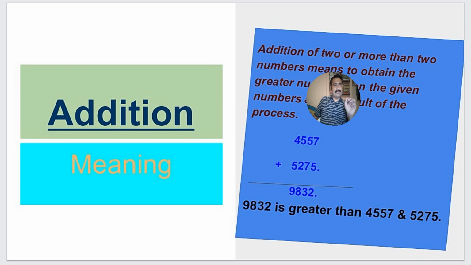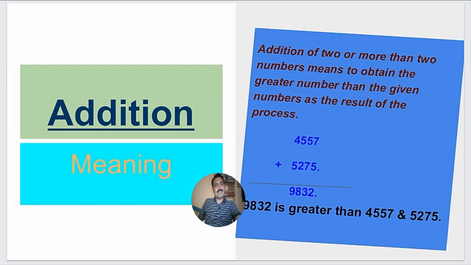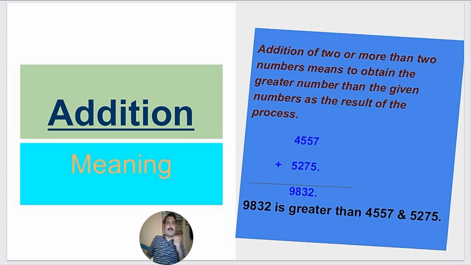First, it is important to take the meaning of this addition process. We already learned it from first standard. So here on this slide is the meaning of addition in this way. Addition of two or more than two numbers means to obtain a greater number than the given numbers as the result of the process. That means when we add two or more than two numbers, the result of their addition that we get is always greater than the given numbers.